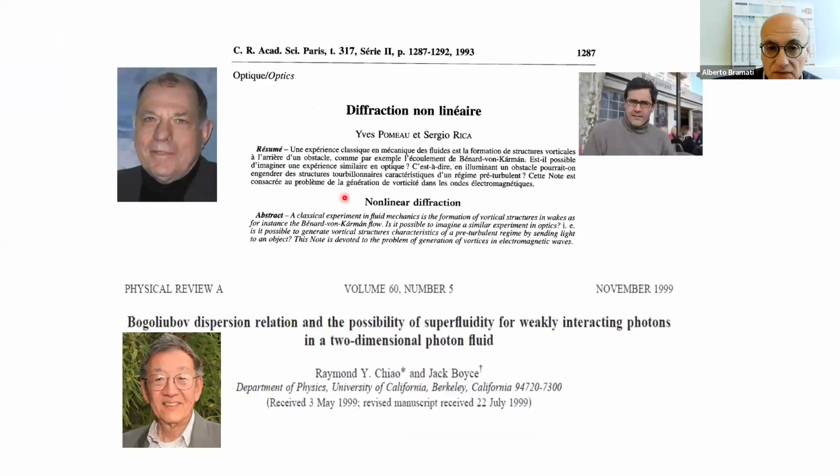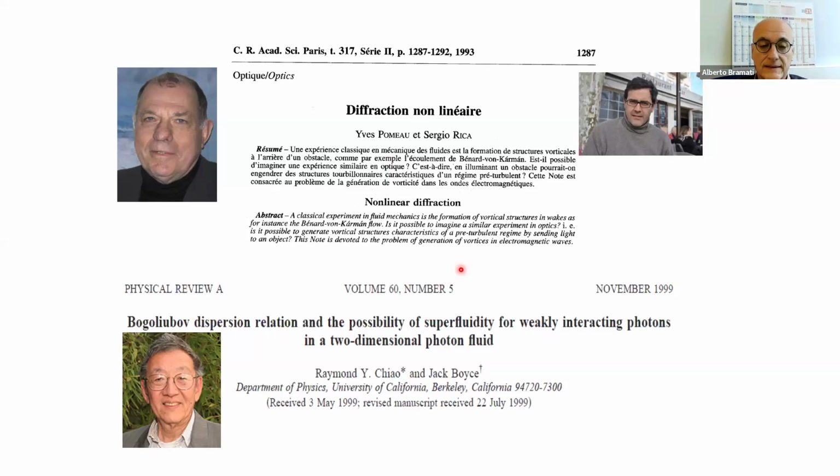To the best of my knowledge, the first time this analogy between the propagation of light in a nonlinear medium and the behavior of a fluid was pointed out was in this paper, which is quite old, from 1993, in which the authors pointed out that the nonlinear diffraction phenomenon can allow the generation of vortices and turbulence in a light beam, in analogy with what also happens in normal fluids.